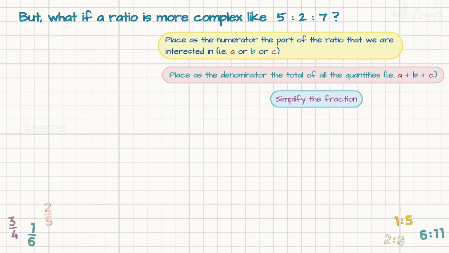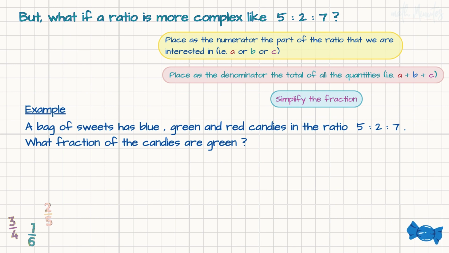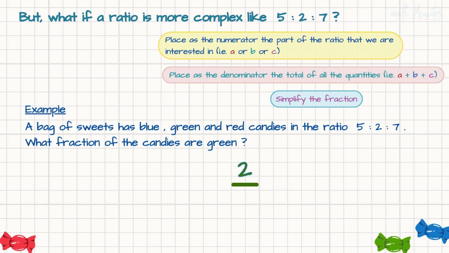So, in this case, suppose our bag of sweets now has blue, green and red candies in the ratio 5 to 2 to 7, and we want to find out the fraction of the candies that are green. Well, as before, we look at the part of the ratio that are green candies. Since 2 of the parts are green, we can place this as the numerator. Then, for the denominator, we add up all the parts of the ratio, so 5 plus 2 plus 7 equals 14 is the total number of candies.